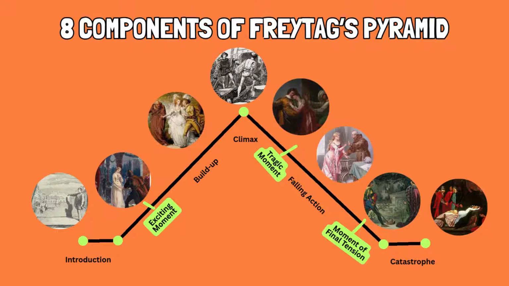Most writers completely ignore the three transitional moments, but they're what make the structure actually work. So, in total, 8 important parts can shape a powerful story. The most essential one is the exciting moment because it gets the main action started.